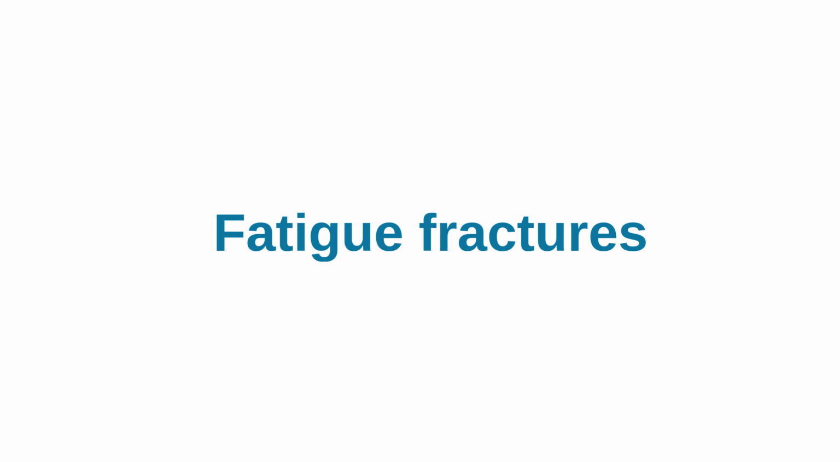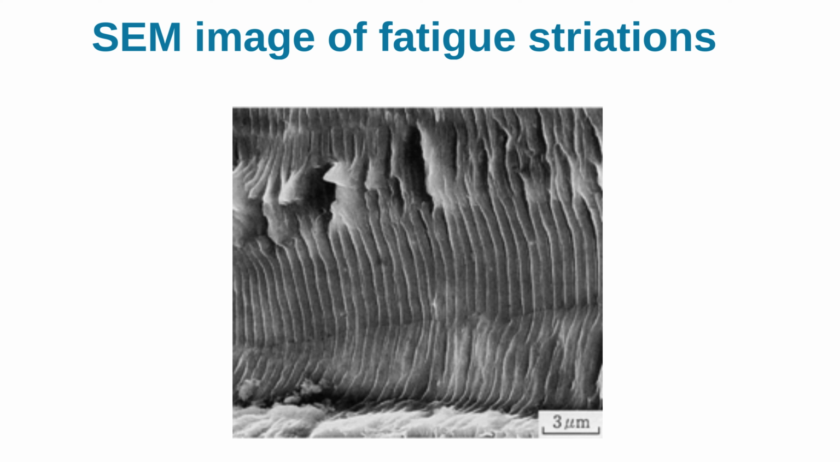Fatigue fractures. After repeated loads, a cross-sectional reduction associated with crack onset and development leads to fracturing. Since plastic deformation is limited to the proximity of the crack progression path, it has a brittle appearance. The characteristic shape of these fractures is called striation.